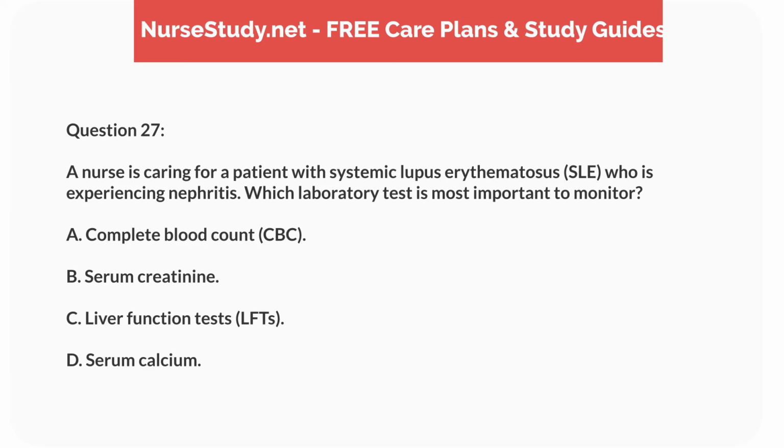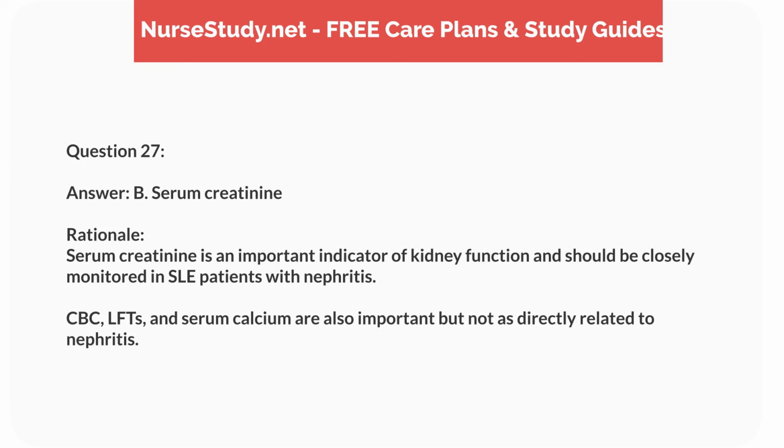Question 27. A nurse is caring for a patient with systemic lupus erythematosus, SLE, who is experiencing nephritis. Which laboratory test is most important to monitor? A. Complete blood count, CBC. B. Serum creatinine. C. Liver function tests, LFTs. D. Serum calcium. Answer: B. Serum creatinine. Rationale: serum creatinine is an important indicator of kidney function and should be closely monitored in SLE patients with nephritis. CBC, LFTs, and serum calcium are also important but not as directly related to nephritis.